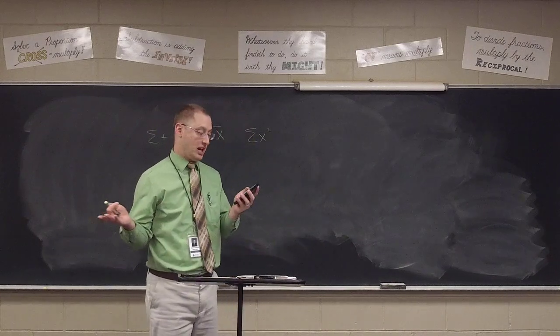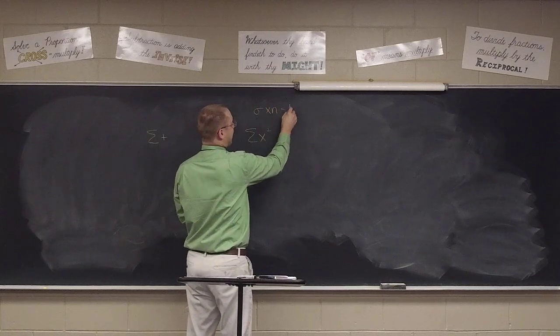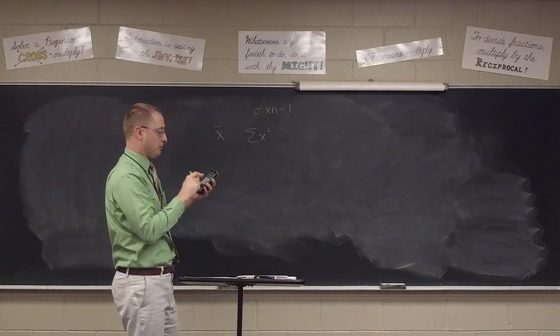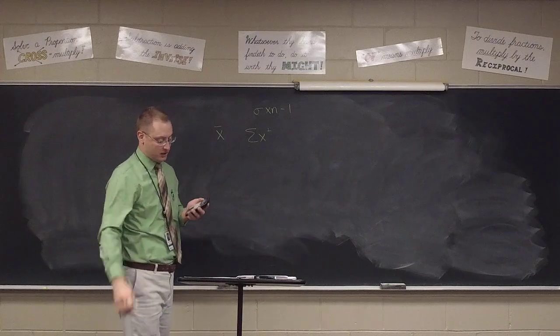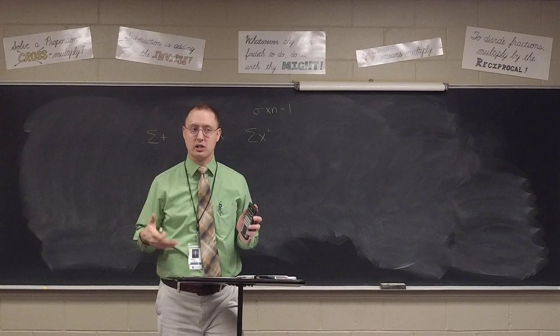758. For those who remember standard deviation, you'll remember that's lowercase sigma xn minus 1. Well, that's above your square root symbol. The standard deviation for this set of stats would be 3.08. So again, your calculator can do a lot of these things for you.